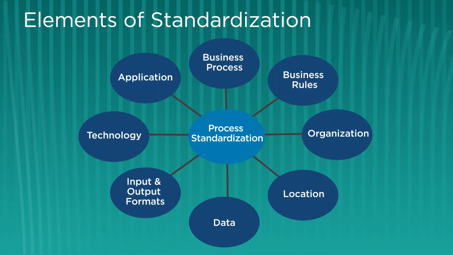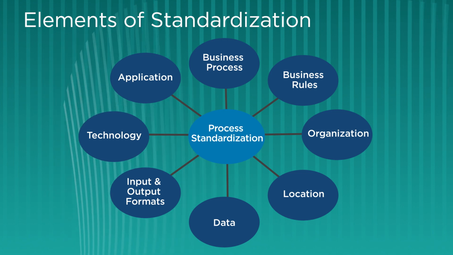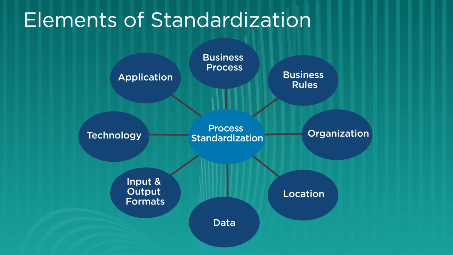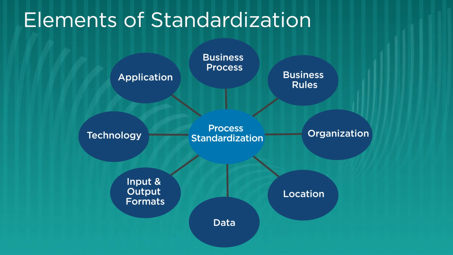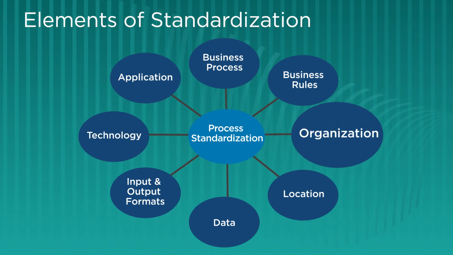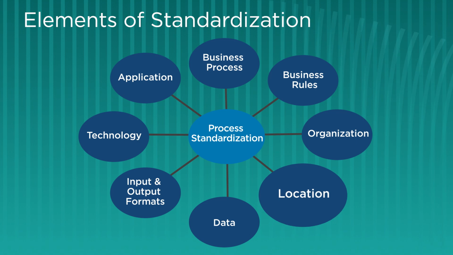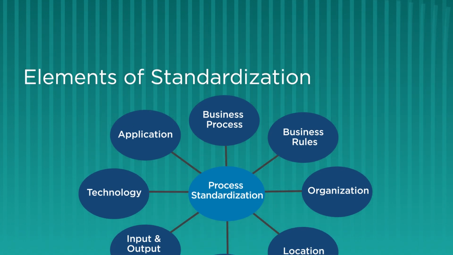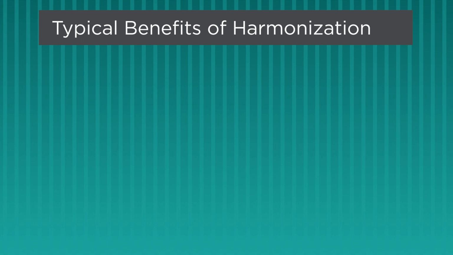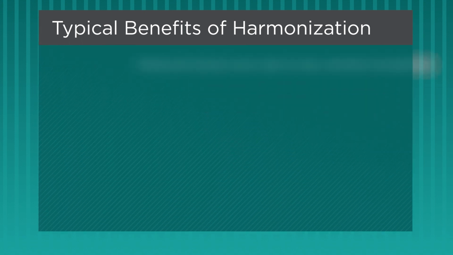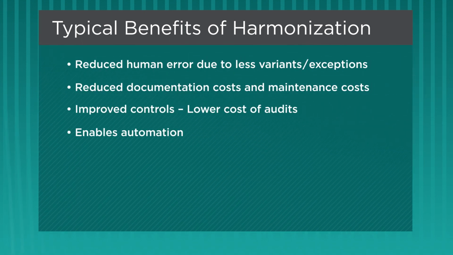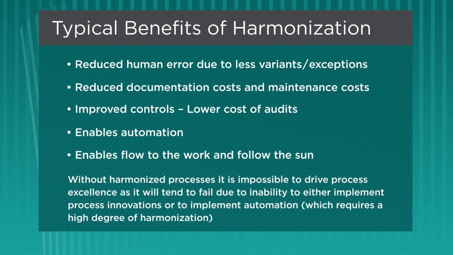As we look at standardization, it's not always about business process. Think about other areas that could help you reduce variation, such as how you are organized, your number of locations, your technology, and so on. There are so many benefits of standardization or harmonization: less errors, reduced cost, more predictability, and many more. Without harmonizing your processes, it's impossible to drive process excellence, as it makes it so difficult to innovate and automate.